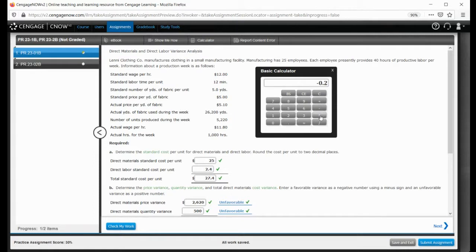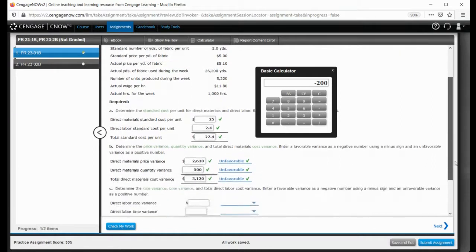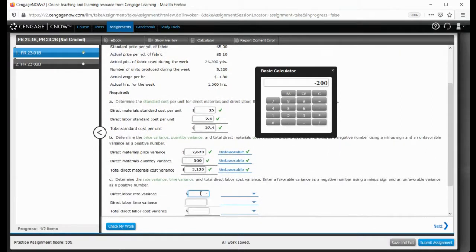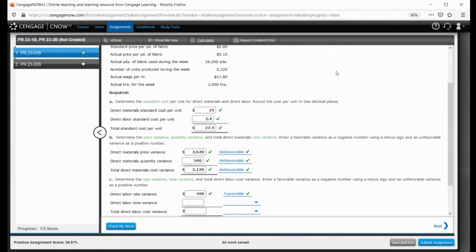I have to multiply that 20 cent favorable amount by the actual hours. The actual hours are given as 1,000 hours. So when I multiply that, it will give me a minus 200. That is what we call the favorable variance for this company. Is there any question about what I did there?